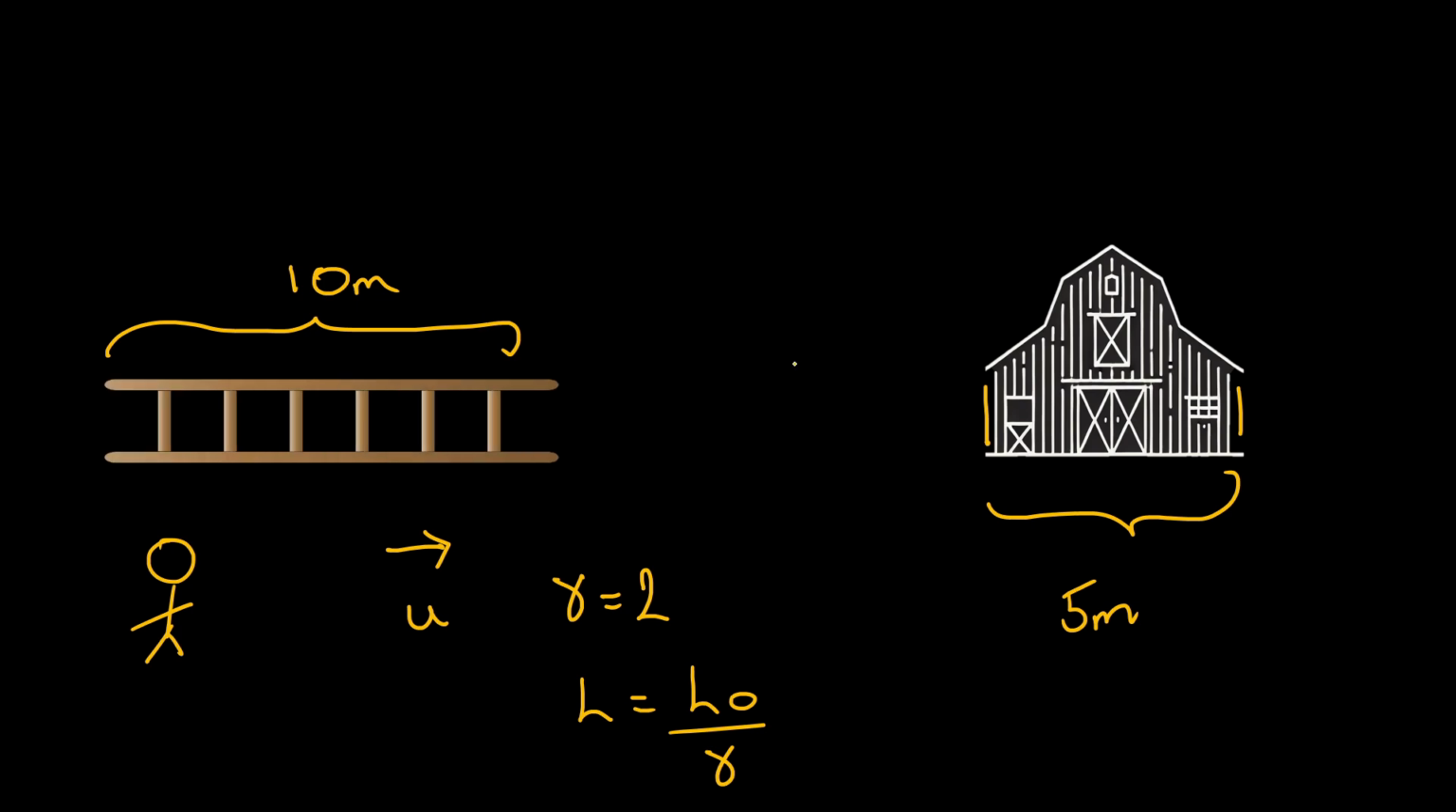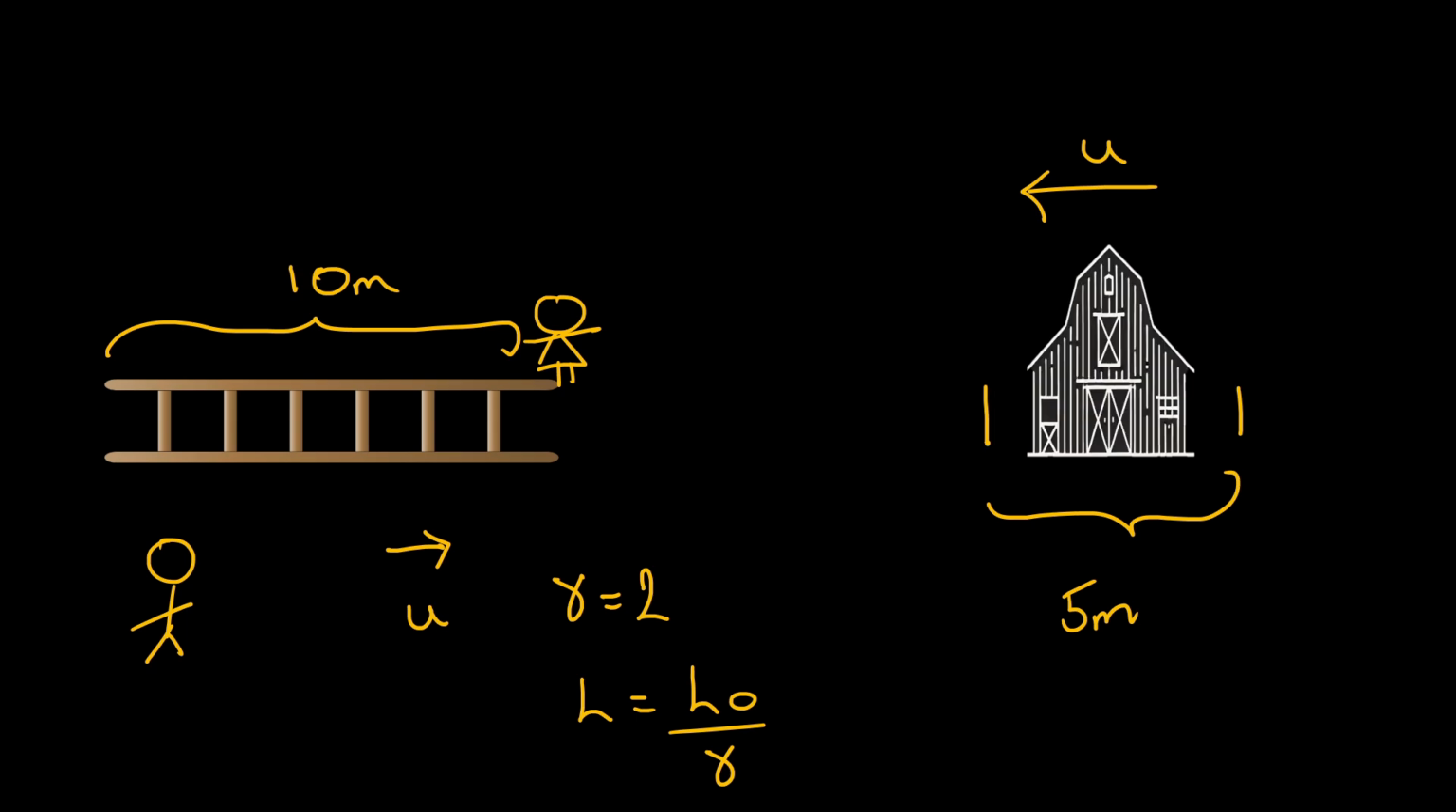Now, let's suppose that the farmer's wife is sitting on the ladder. Now she's in the rest frame of the ladder, so she doesn't see the ladder length contracted. She always says it has a length of 10 meters. However, from her point of view, the barn is rushing towards her at speed u. So she sees the barn length contracted to be only 2.5 meters long. So from her point of view, the situation seems even more hopeless. Now the farmer is trying to fit a 10-meter ladder into a 2.5 meter long barn.